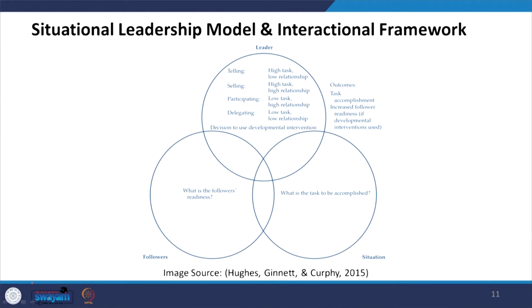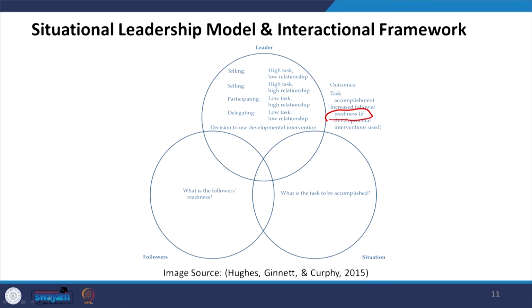In the case of the situational leadership and interactional framework, there is telling, selling, participating and delegating. The decision to use developmental interventions has to be made. So, whenever we are talking about the accomplishment of any task, or about increasing the follower readiness, this is very important. A very important point, I think, is that you should also observe readiness.